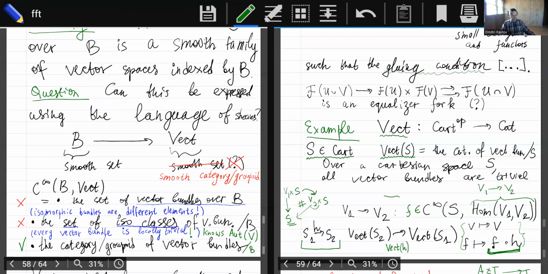So this completes the definition of Vect as a smooth category, as a contravariant functor from Cartesian spaces to categories. Any questions so far?